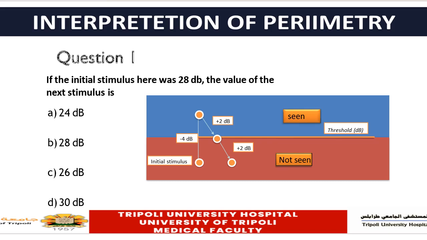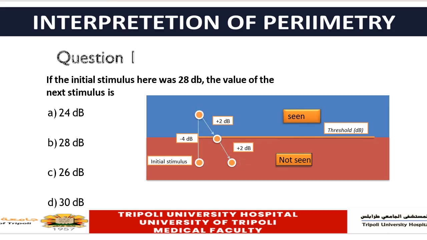As you can see here, the initial stimulus falls in the non-seeing area. So the patient is not seeing this stimulus. So by logic, we have to decrease the decibel to increase the intensity of the light. So if this is 28, I expect this one should be 24.